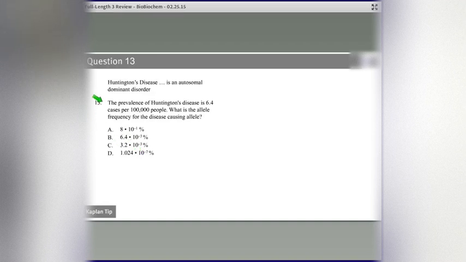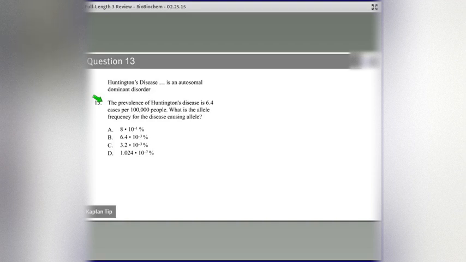So we have the prevalence of Huntington's disease is 6.4 cases per 100,000 people. So I want you to do exactly what we did previously. Take that English and put that into a Hardy-Weinberg equation for us.